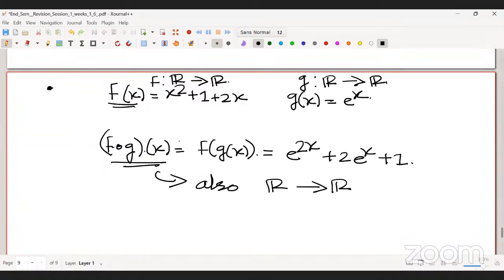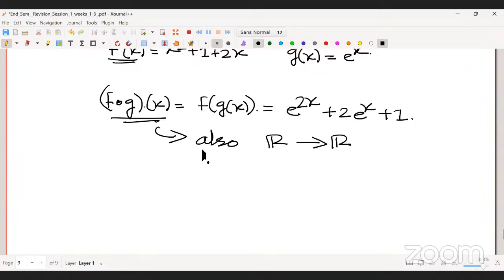Okay. So the difficulty comes when you have a function which is basically not from R to R. It's a subset of R, right? That is the main reason, I guess. That's why you have asked.